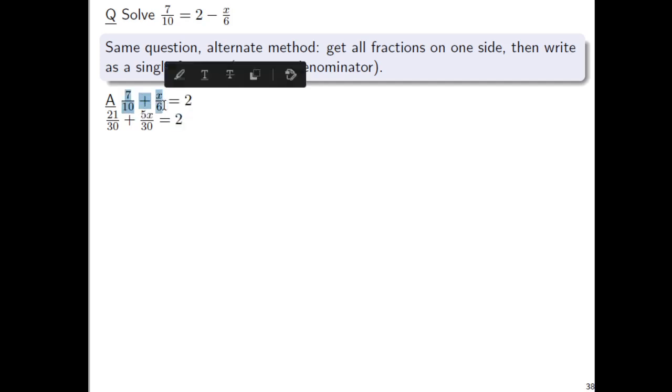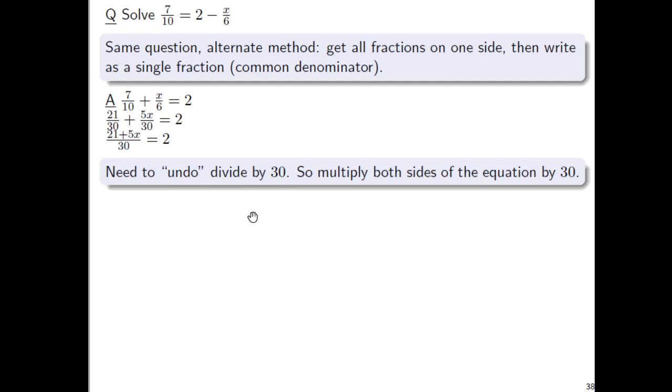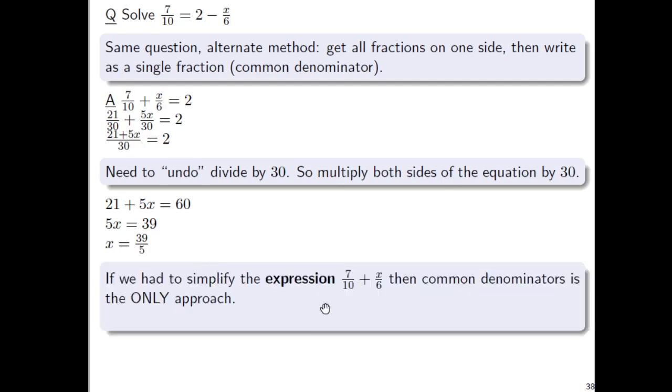Then take the 2 fractions and, following much earlier concepts of just fraction stuff, create a common denominator and then stick this all together as a single fraction. You really need to keep writing the equals 2. If you don't, people will just leave their final answer as this fraction 21 plus 5x over 30. But that's not the answer. The original thing was an equation, so the final answer needs to be an equation. At this point, once you have a single fraction, you have to multiply by 30 on both sides. Keep in mind, that's what we did in the previous solution. So undo the divide by 30, multiply by 30 on both sides, and you have 21 plus 5x equals 60. You get 5x equals 39 as before, x equals 39 fifths.